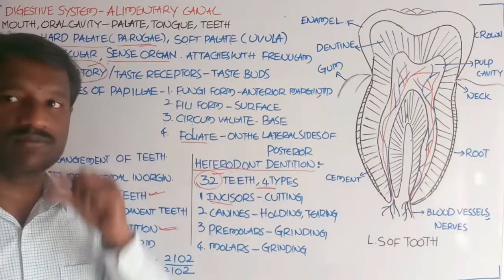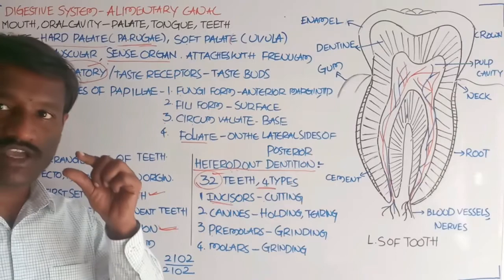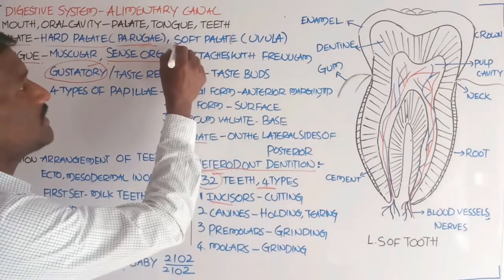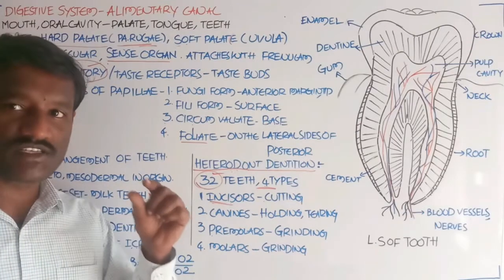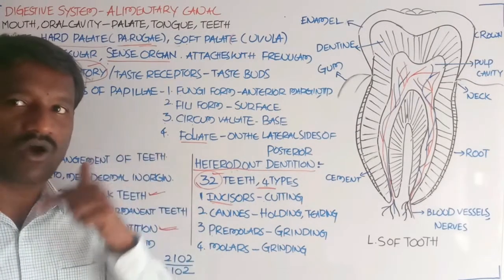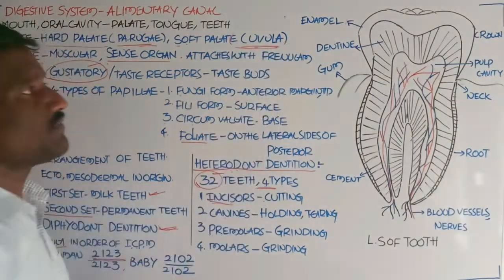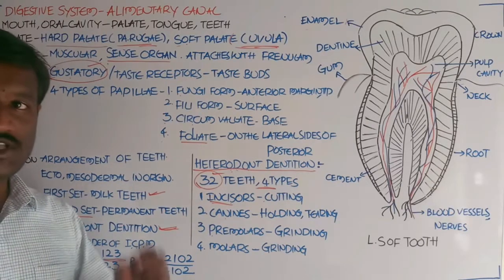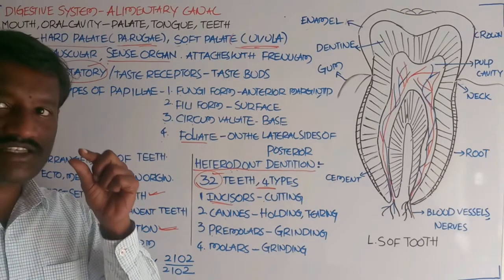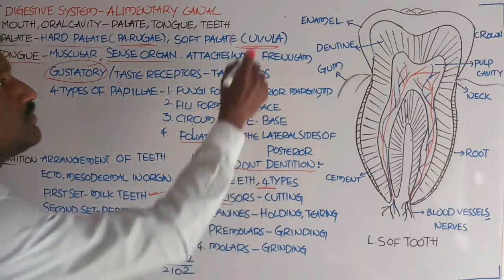They help in capturing the food particles, capturing the prey. And another part is the posterior soft palate that hangs down into the pharynx, which is called the uvula.